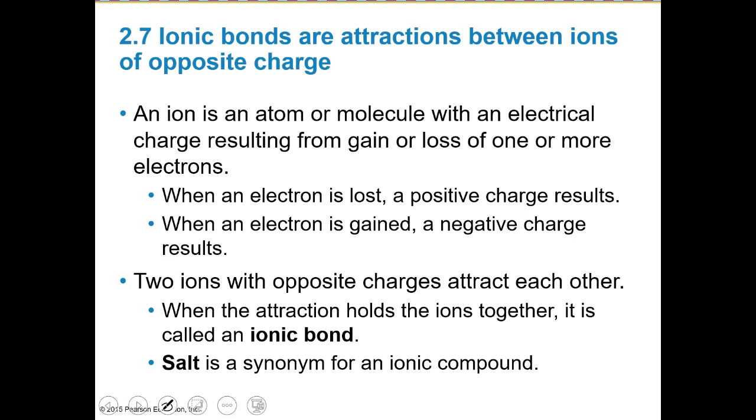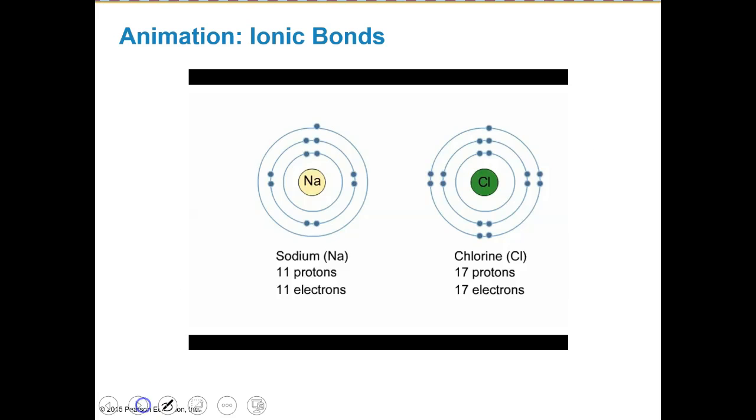But an ion is an atom with an electrical charge resulting from the gain or loss of one or more electrons. So if an electron, that negative thing, is lost, then we have a positive charge. If an electron is gained, we're adding a negative, so we have a negative charge. Two ions with opposite charges attract each other. So positives and negatives will always attract each other. And when this attraction holds ions together, it's an ionic bond. A salt is a kind of ionic compound. Any kind of salt.